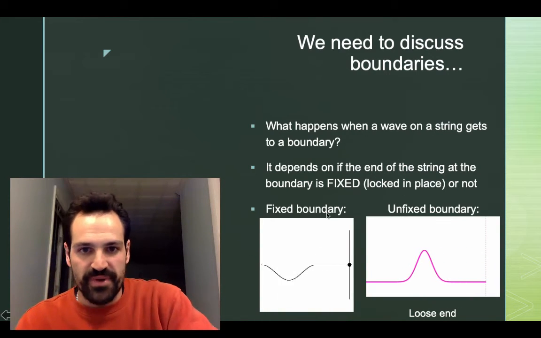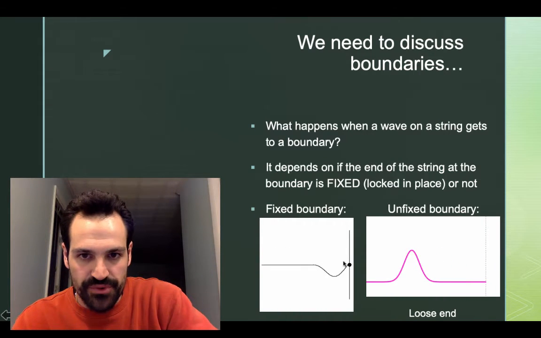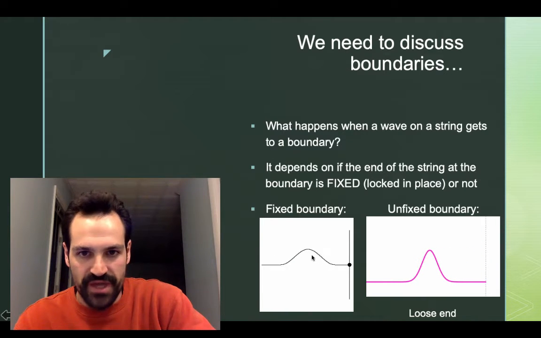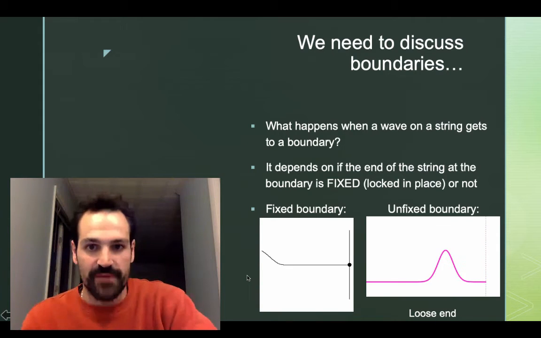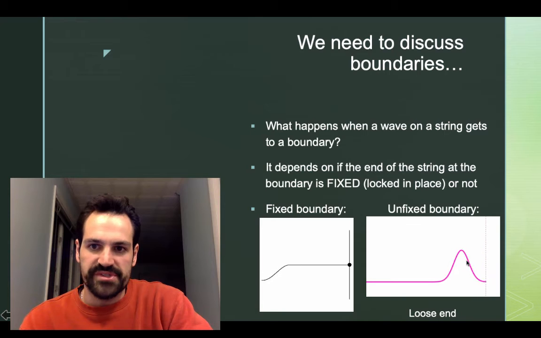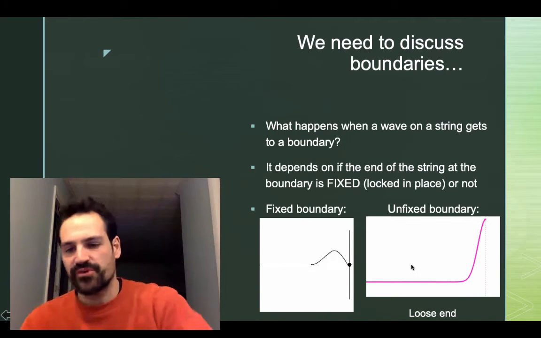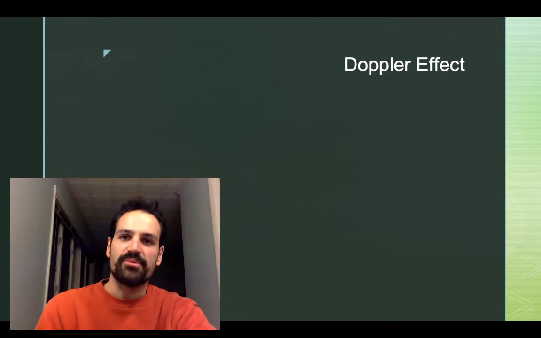So if you have a fixed boundary in this first situation, notice how the crest turns into a trough because the energy has to go somewhere. So the energy gets pulled into that and reflected back on the opposite side. But if I whip it with a loose end, notice how the crest remains a crest. So that's fixed boundary versus unfixed boundary. Fairly straightforward, I think. All right, Doppler effect.